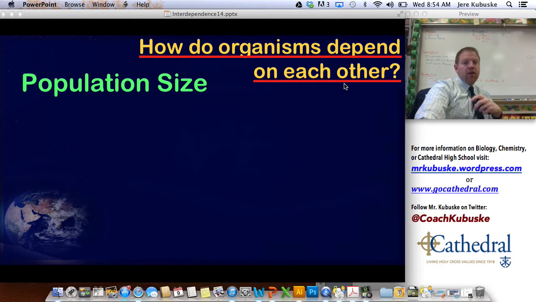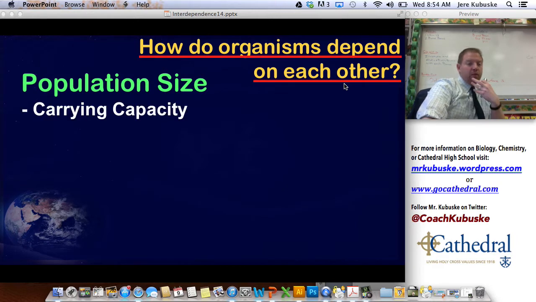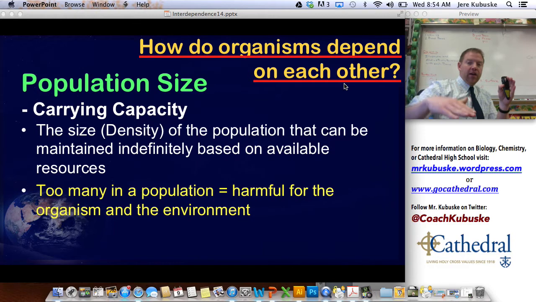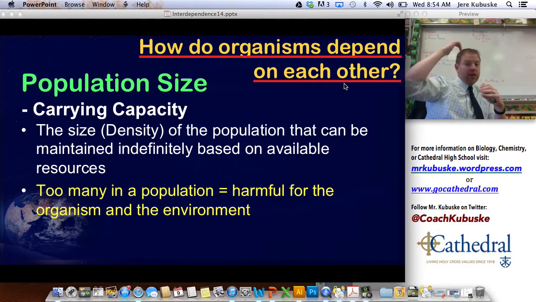Okay. So population size, we say that they fit inside of something called a carrying capacity. It's the size that a population is maintained at. Now it can vary, but it usually stays within a range. And that's what our lab is going to be about tomorrow. We're going to talk about how populations can vary.